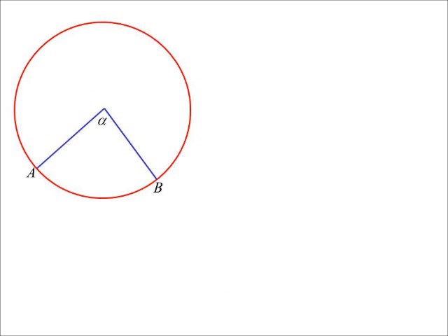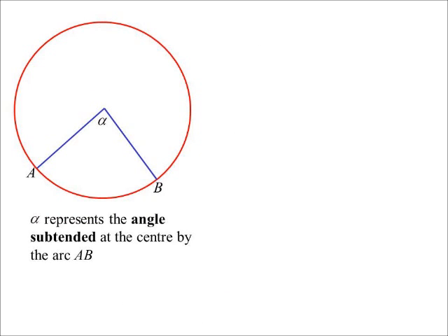Now what I've just drawn there, that angle alpha is the angle subtended at the centre by the arc. So to subtend an angle means 2 points will always subtend an angle at a third point. So in this case, the third point is the centre of the circle. We've got 2 points A, B, joined them up to a third point, and that's what's called subtending an angle.